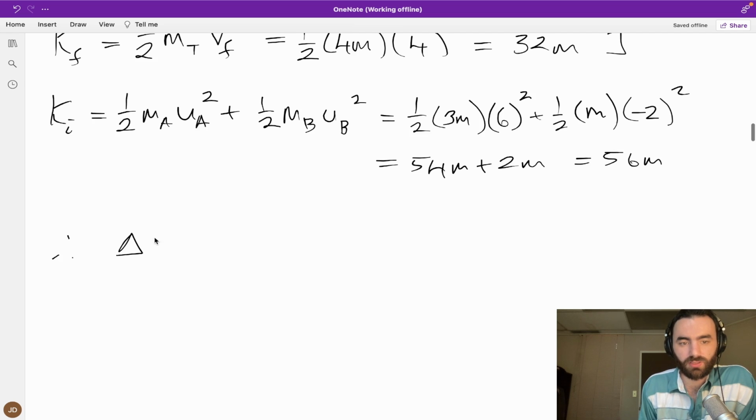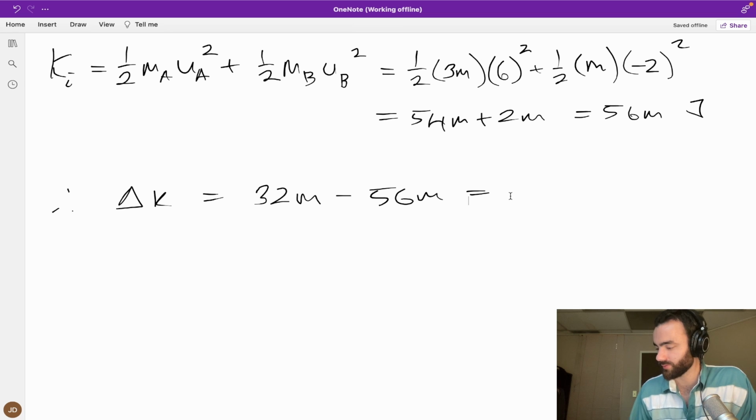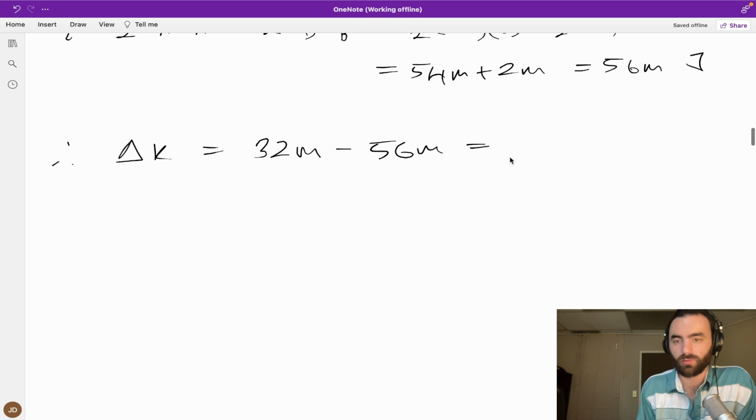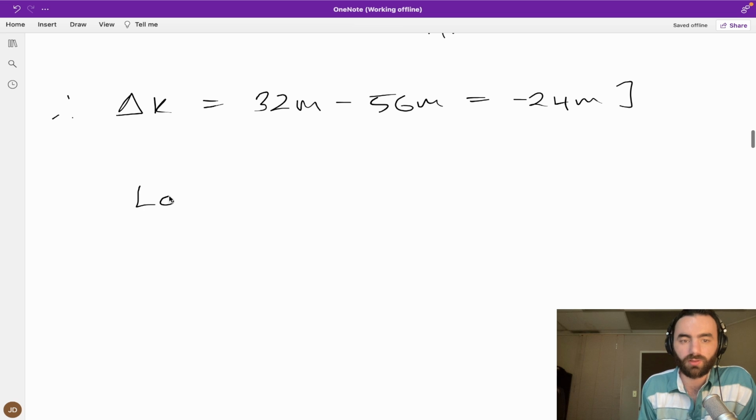So therefore, the change in kinetic energy for this collision is going to be the final, which is 32m, minus the initial, which is 56m. The change in kinetic energy is minus 24m joules. So if the change in kinetic energy is minus 24m joules, then the loss in kinetic energy is 24m joules.